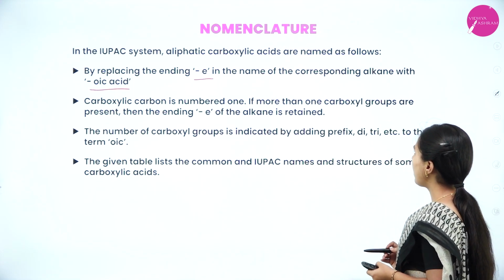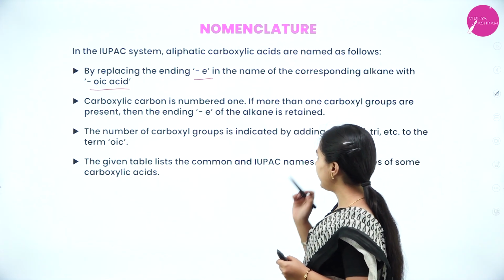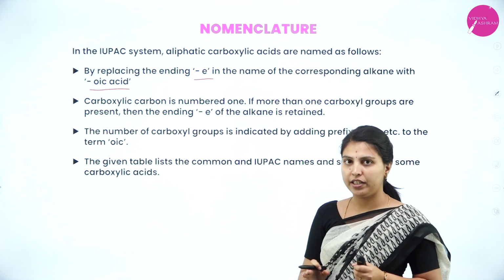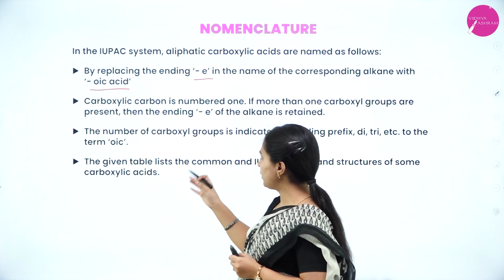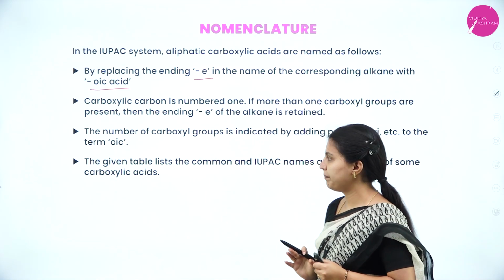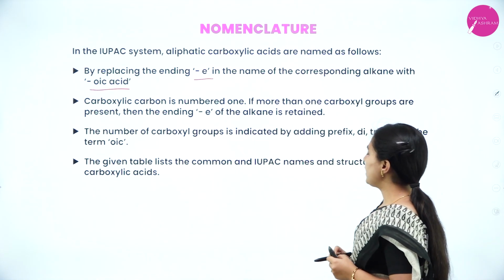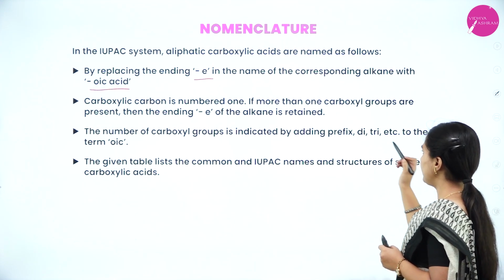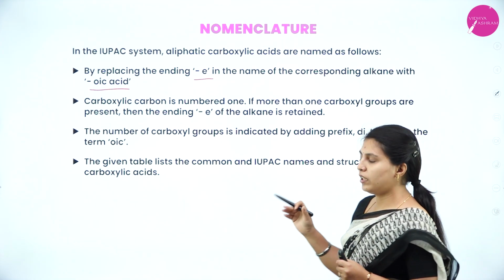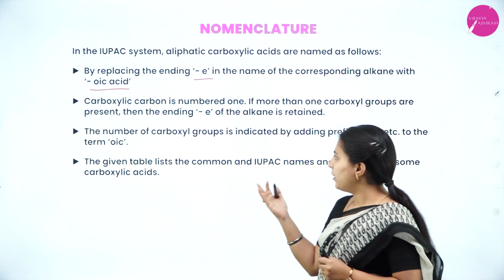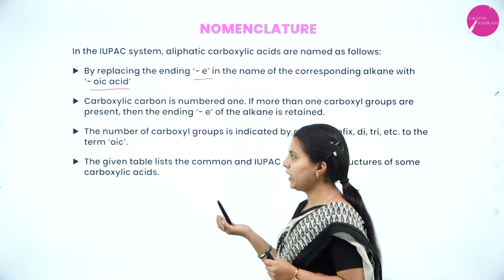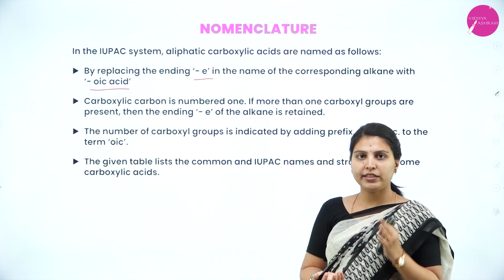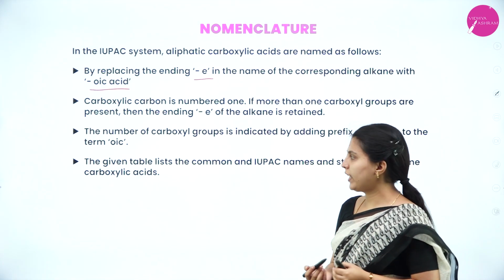If more than one carboxyl group is present, then the ending E of the alkane is retained. The number of carboxyl groups is indicated by adding the prefix di, tri, etc. to the term oic acid. If the number of carboxyl groups increases, it will be indicated by di, tri before oic acid.